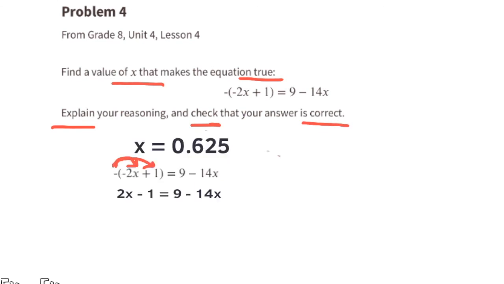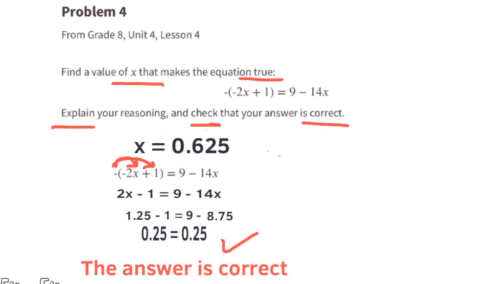Next, we have to check to see if our answer is correct. And we can do that by substituting every x with 625 thousandths. 2 times 625 thousandths minus 1 equals 9 minus 14 times 625 thousandths. Now the equation reads 1 and 25 hundredths minus 1 equals 9 minus 8 and 75 hundredths, which is equal to 25 hundredths equals 25 hundredths. Since that's true, 25 hundredths does equal 25 hundredths, we know the answer is correct.